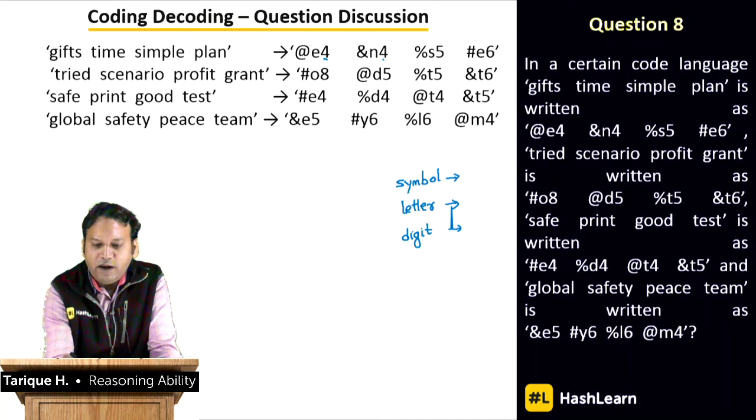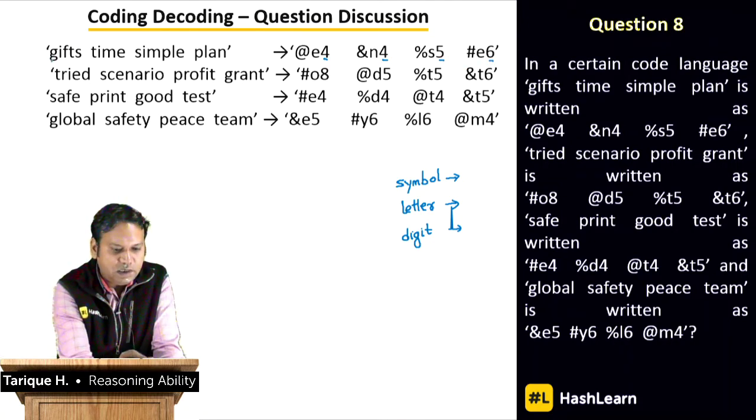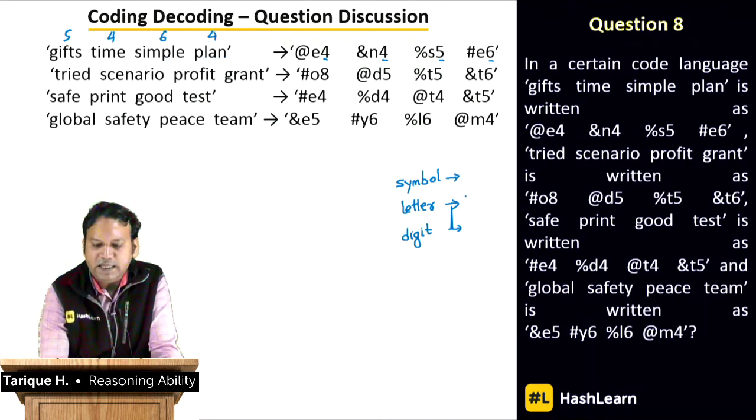So we have 4, 4, 5 and 6, and if you observe the words, you will see this word gifts contains 5 letters. This word time contains 4 letters. Simple contains 6 letters and plan contains 4 letters. So we can say the digit represents the number of letters.